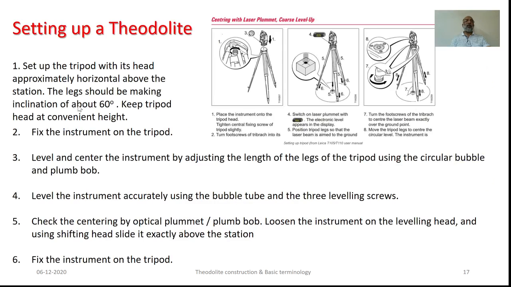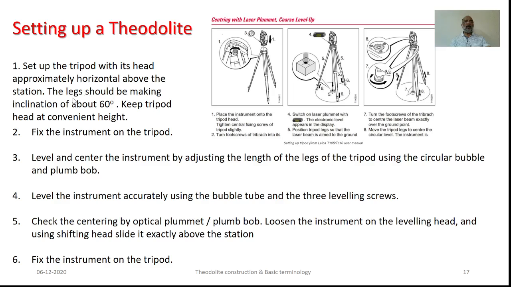One of the important operations is setting up the theodolite. This sketch, from the Leica manual, gives the idea of how the equipment can be set. We'll be following specific steps. We'll set up the tripod with its head approximately horizontal above the station. How this is set goes with the skill of the surveyor.